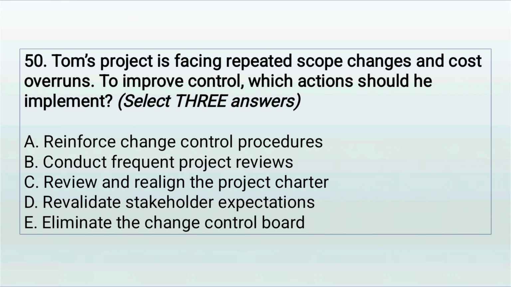50. Tom's project is facing repeated scope changes and cost overruns. To improve control, which actions should he implement? Select 3 answers. A. Reinforce change control procedures. B. Conduct frequent project reviews. C. Review and realign the project charter. D. Revalidate stakeholder expectations. E. Eliminate the change control board.